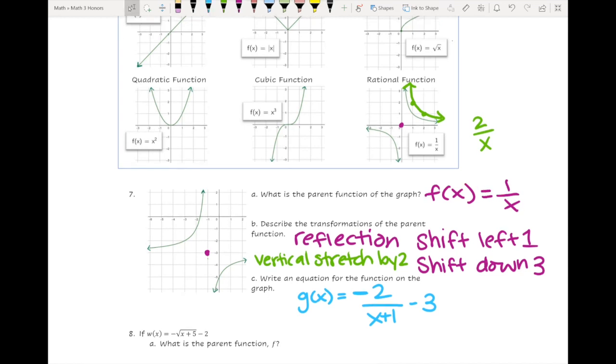And one of the things you can do on this to check your answer is you can put this in a graphing calculator, or you can go online, check it in like Desmos or GeoGebra, graph it, and see if you get the same graph. So that's one way to check and make sure.